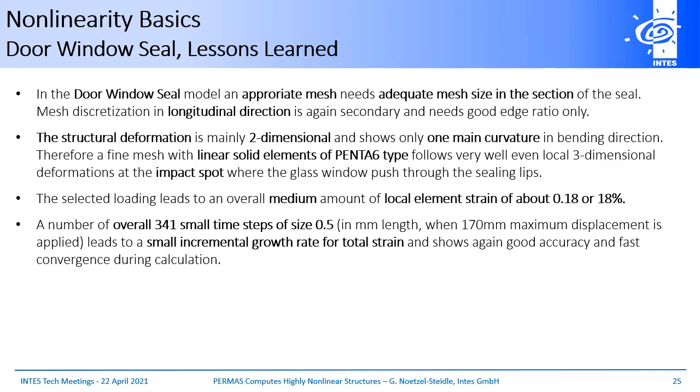In the door window seal model, an appropriate mesh needs adequate mesh size in the section of the seal. Mesh discretization in longitudinal direction is again secondary and needs good edge ratio only. The structural deformation is mainly two-dimensional and shows only one main curvature in bending direction. Therefore, a fine mesh with linear solid elements of penta-6 type follows very well even local three-dimensional deformations at the impact spot where the glass window pushes through the sealing lips.